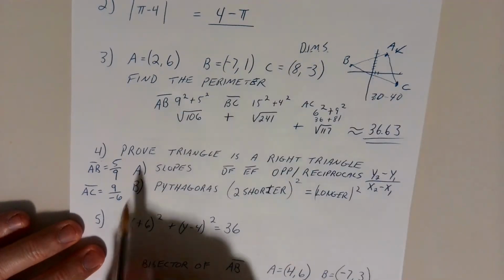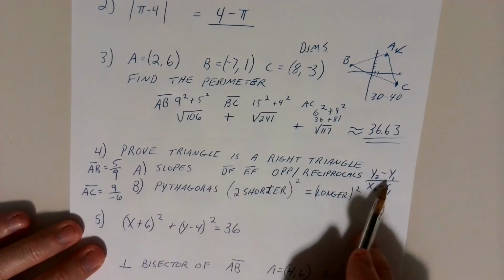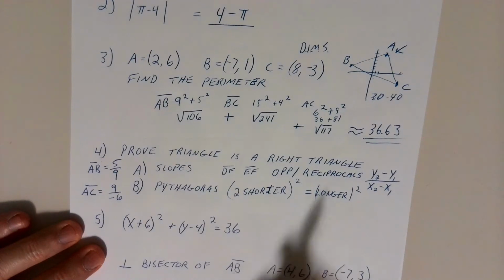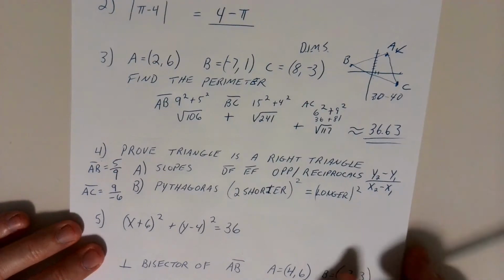Okay, so again, proving a triangle is a right triangle. You can prove it by showing the slopes are opposite reciprocals of each other, or you can show the Pythagorean theorem works out for them. This one, really close, but neither one of those things work.